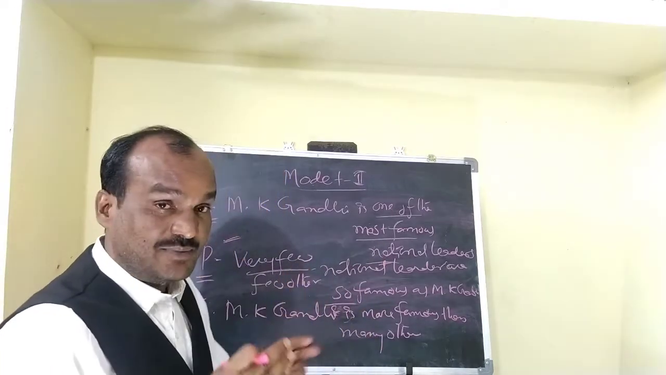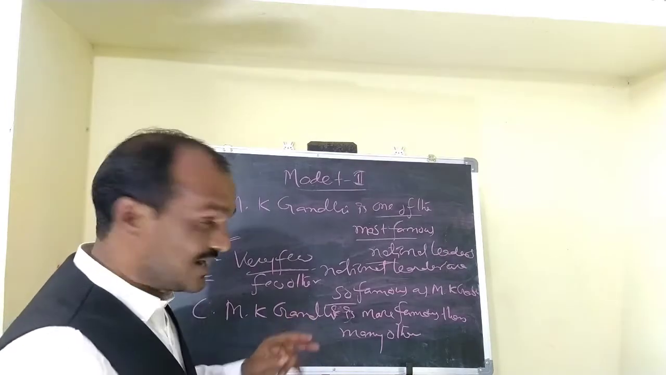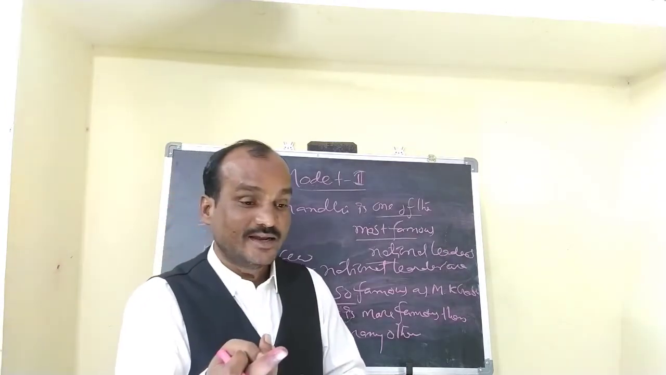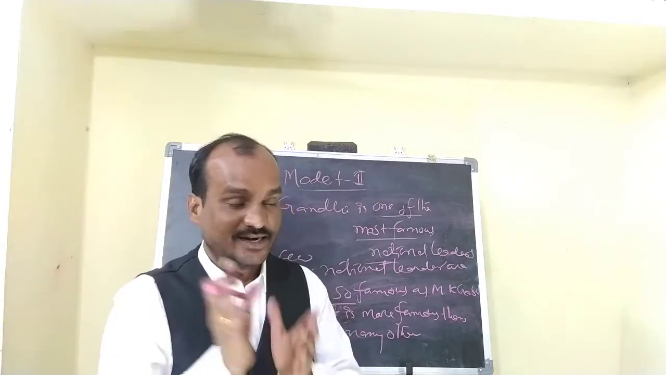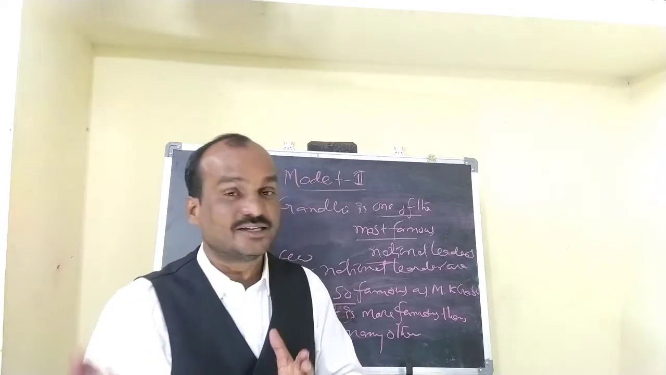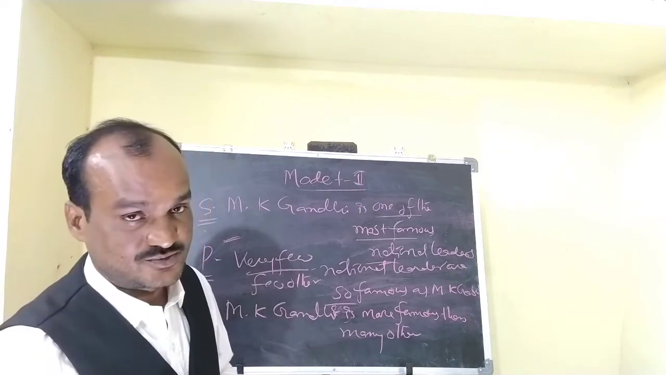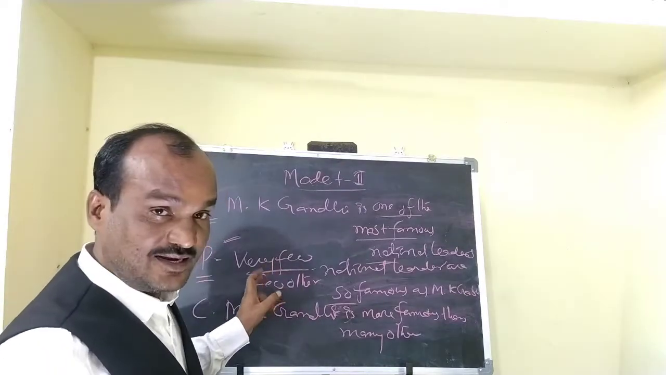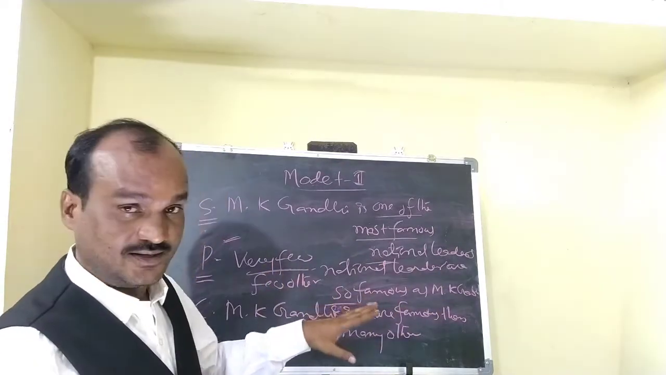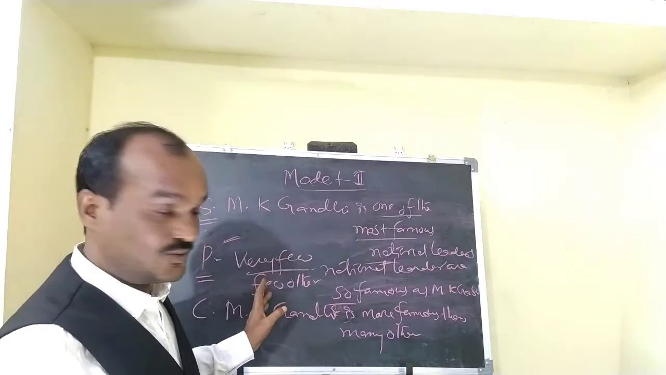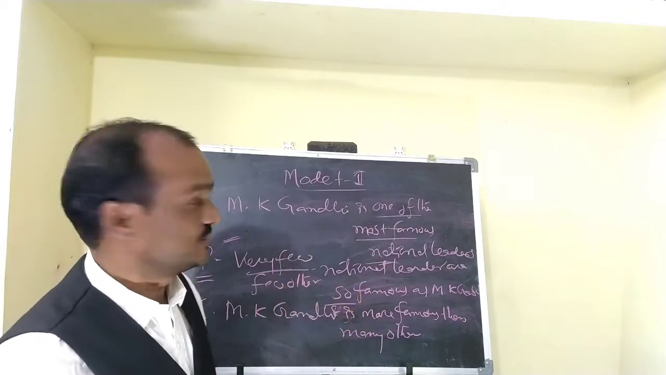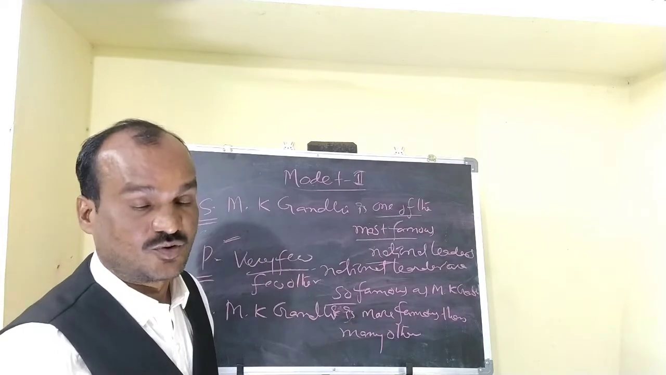And here MK Gandhi is more famous than many other national leaders. Here in model 2, many other is used for comparative degree. In model 1, any other is used. And for positive degree, no other is used in model 1, and here in model 2, very few or few other is used. So this is model 2.